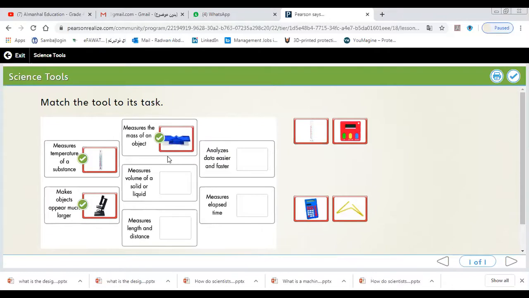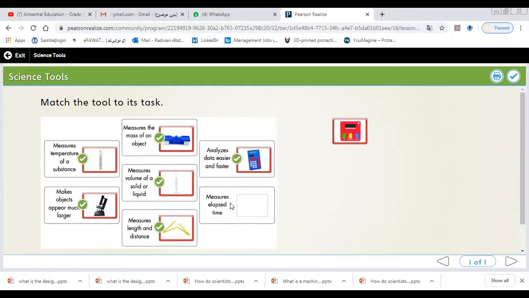Excellent, it's a balance. Measure the volume of a solid or liquid. Is it meter stick? No, it's what? Graduated cylinder. Measure length and distance. Yes, it's meter stick. Analyze data easier and faster. Is it the stopwatch? No, it's what? Calculator. Now the last one, measures elapsed time. All of you know it: stopwatch.